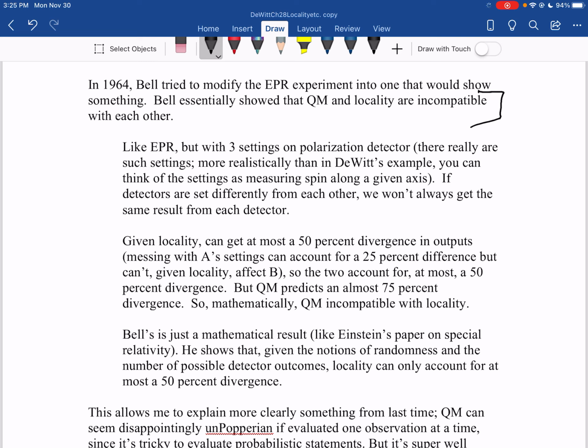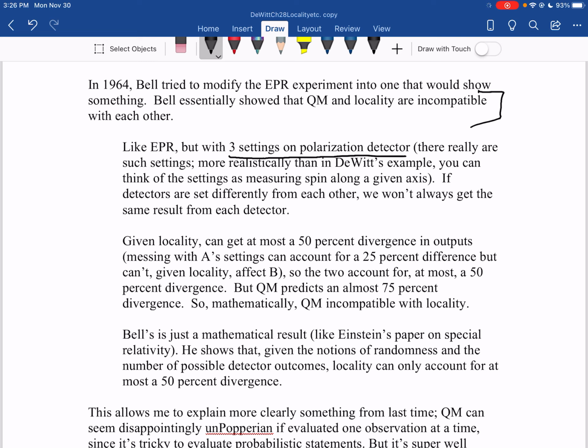What is crucial mathematically is that you need 3 settings on the detector, not just 2. This is going to give us the mathematical expressive space to see that locality and quantum theory make different predictions. Fortunately, there really are such settings. So DeWitt has it in terms of a soda machine. I'm from the South, we call it a Coke machine, with just left, right, and middle settings. That's fine. That gets you the basic mathematical structure. If you want to think of it that way, knock yourself out.